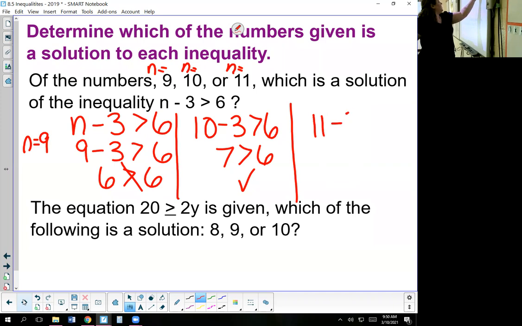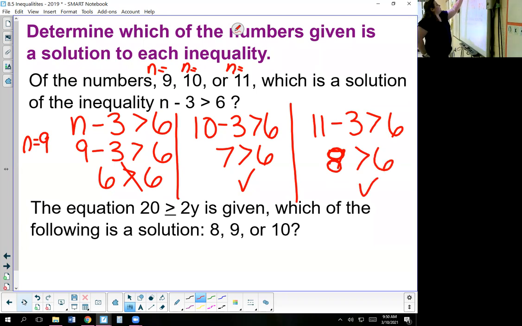So if I do 11 minus 3 greater than 6, 8 is greater than 6. And again, that one is true. So which ones are solutions? Only 10 and 11. Okay.